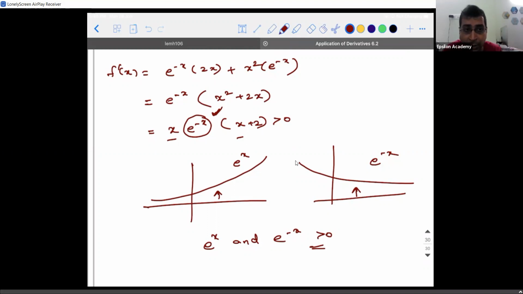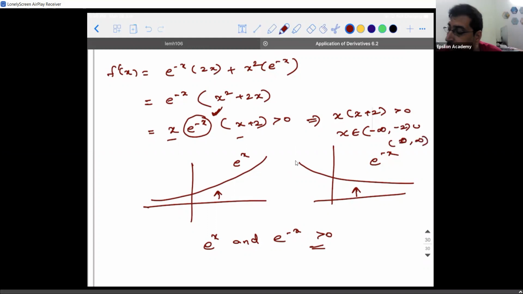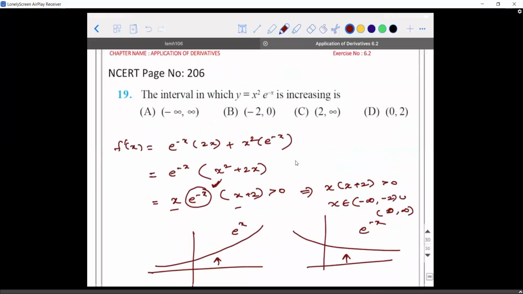I know how your mind will think. E power minus x means you will start thinking it's a negative value. Whether it is e power x or e power minus x, whatever value of x you give, it will always give you a positive value. Hence, I can conclude that x into x plus 2 is greater than 0. So x belongs to minus infinity to minus 2 union 0 to infinity. There is no interval.